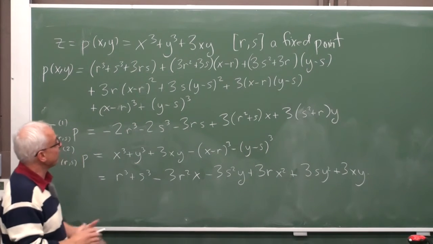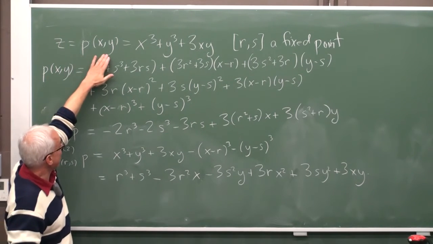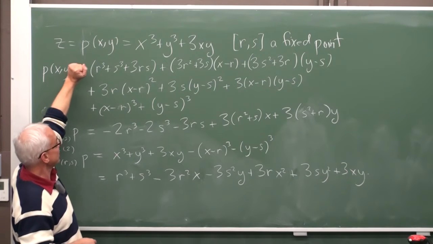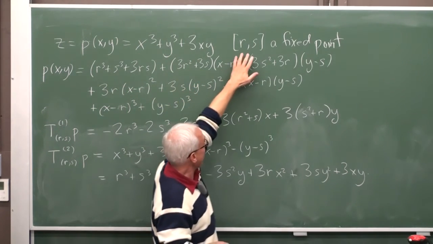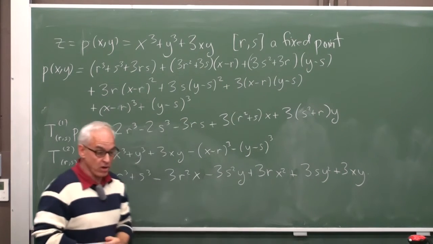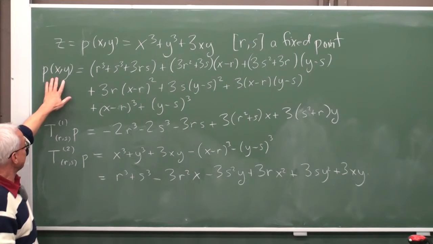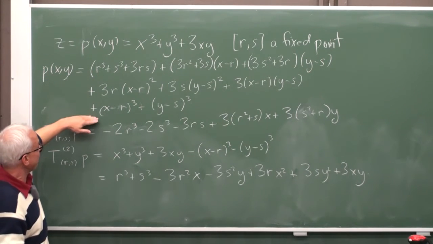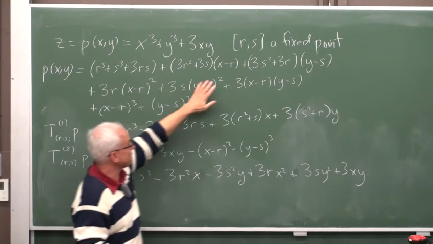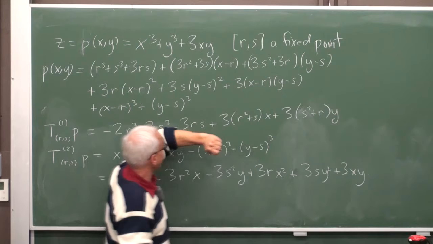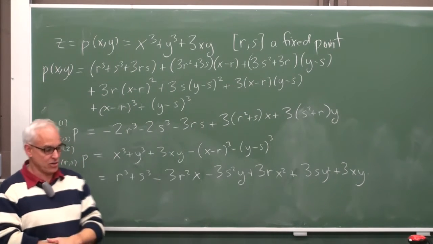All right, so let me remind you briefly what the story was from last time. So we have this polynomial of x and y. It defines a surface in three-dimensional space, x cubed plus y cubed plus 3xy. And we're looking at that surface above a fixed point (r, s) in the plane. Then we expanded things out, and we got this basic formula, basically an expansion of the polynomial in terms of powers of x minus r and y minus s. Okay, this is basically following Lagrange.